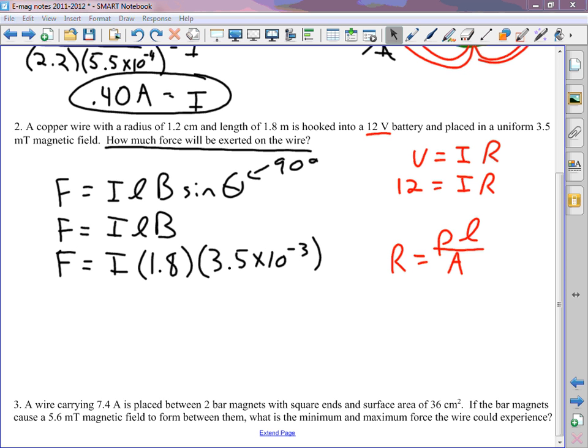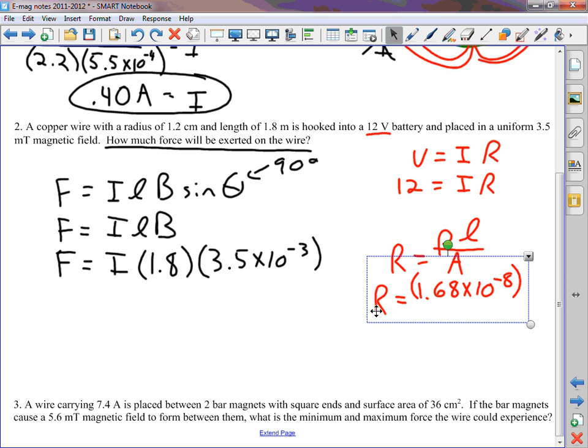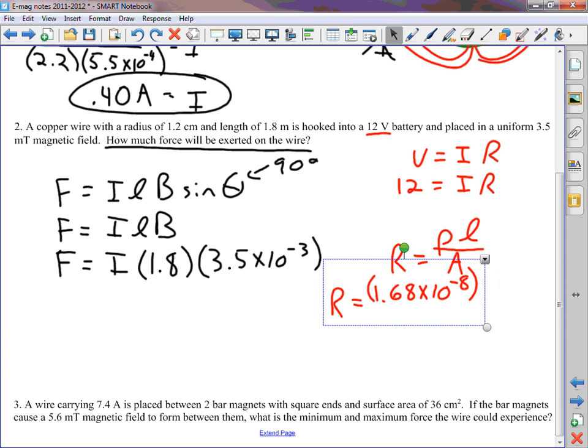All right, so copper has a resistivity of about 1.68 times 10 to the negative 8 here. Okay, I'm going to take this entire thing and move a little over so I got some room. All right, so that times the length of this wire, 0.8 meters, divided by the cross-sectional area.